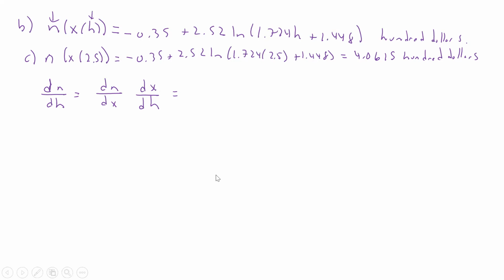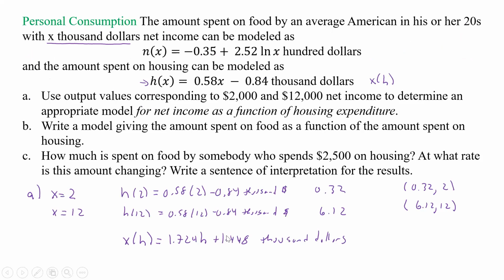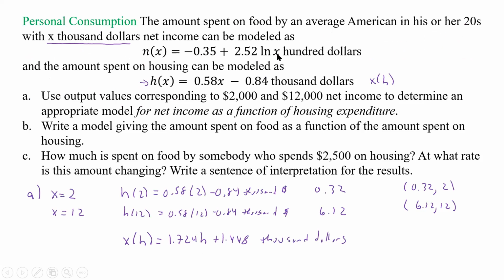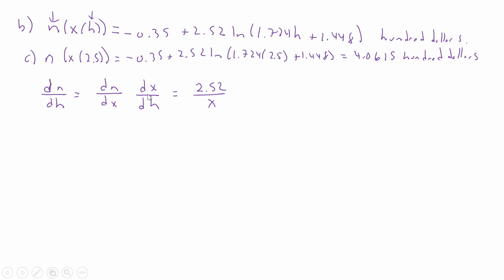So let's go back up here. We're going to have to take the derivative of this, and the derivative of that. When we do the derivative of n, that just gives us 2.52 over x, because ln of x has derivative 1 over x, and that's just a constant times it. Now the dx over dh, we're just taking the derivative of this, so that's just going to be 1.724.